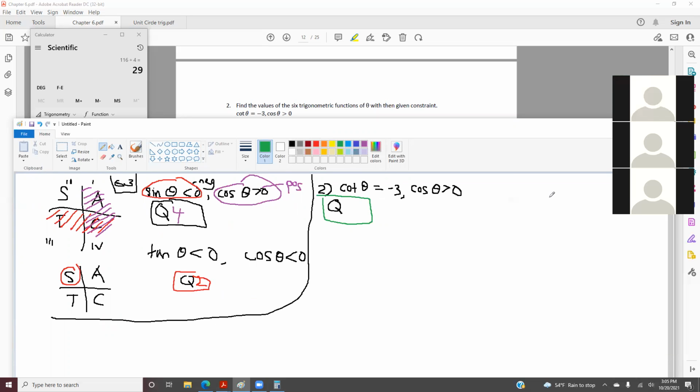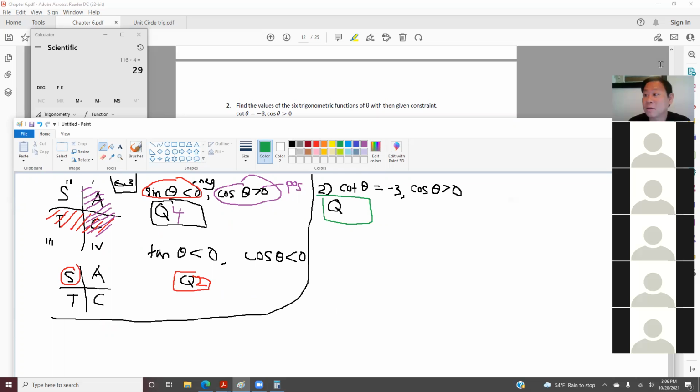Nukin, Avery, Ethan, can you tell me what quadrant is fulfilling this too? The 4. That's Kelvin. So Kelvin, can you explain why it's quadrant 4? Well, cosine is positive in the fourth quadrant, and cotangent is positive in the third, but it has to be negative. Yep, in the fourth quadrant, right? It's negative in 2 and 4. So this is the fourth quadrant.